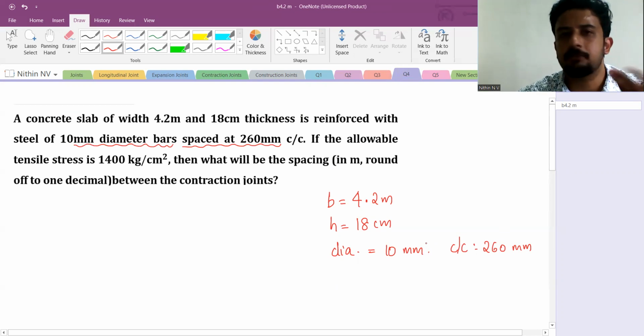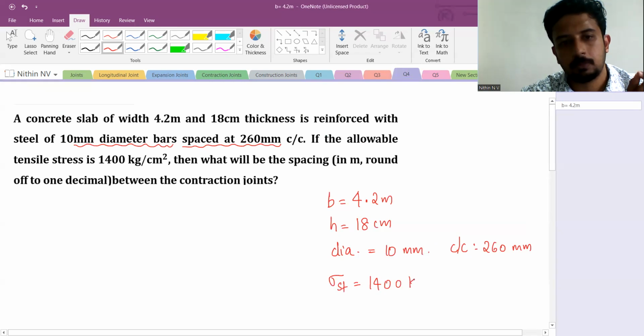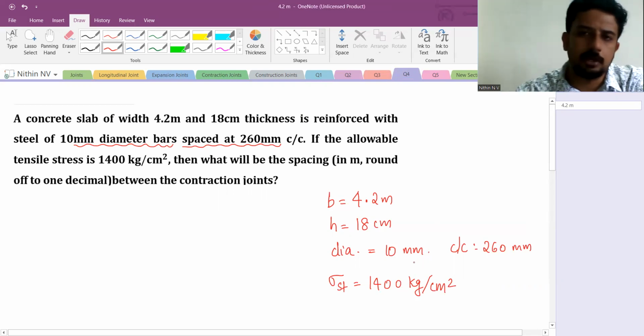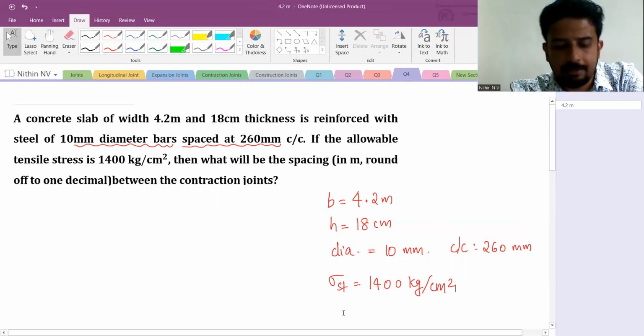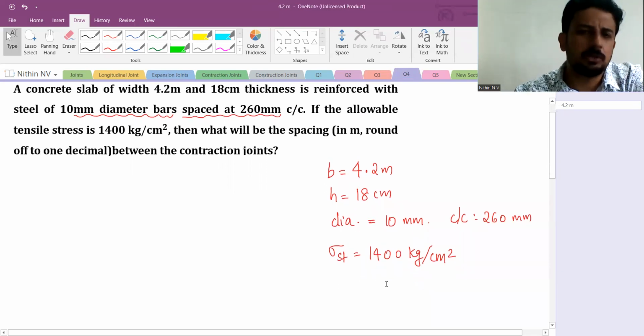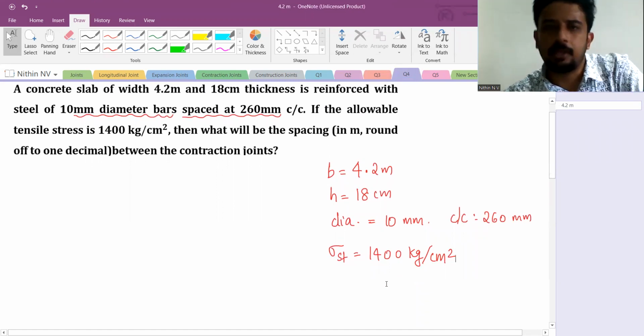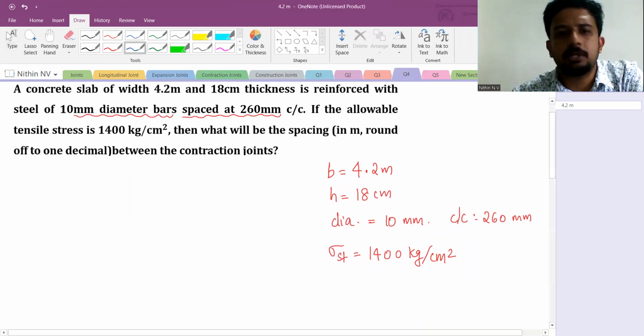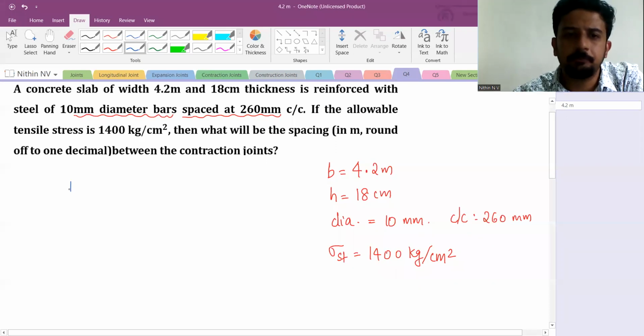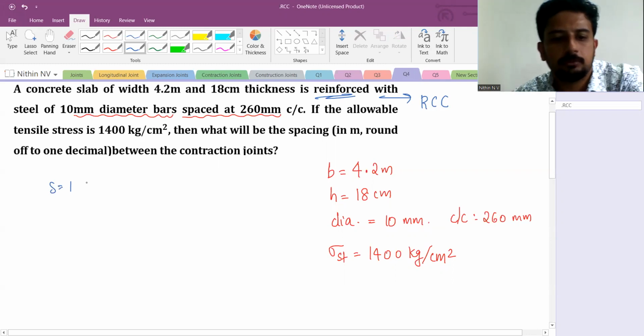In RCC, we study reinforcement and all. Now, the allowable tensile stress, sigma ST, is 1400 kilogram per centimeter square. Okay, let it be. Now, what will be the spacing between the contraction joints in meter, rounded up to 1 decimal? Leave it there as of now. Let me calculate in meters, or in whichever unit you want, ultimately we can convert it. Now, we understood that it is reinforced with steel bars, which means it is an RCC slab. Simple.